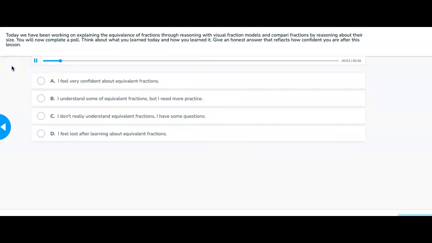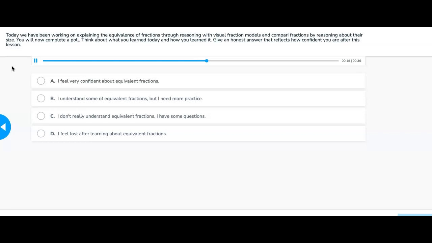Today we have been working on explaining the equivalence of fractions through reasoning with visual fraction models and comparing fractions by reasoning about their size. You will now complete a poll. Think about what you learned today and how you learned it. Give an honest answer that reflects how confident you are after this lesson.